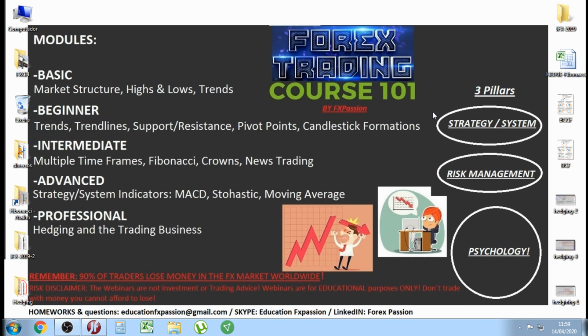Remember the three pillars. We want to build a strategy and or a system that is easy to understand, right? That is easy to obey. We are trying to understand risk management rules, because we can have a strategy and or a system, but if we don't understand the risk management rules, we are not going to move forward.